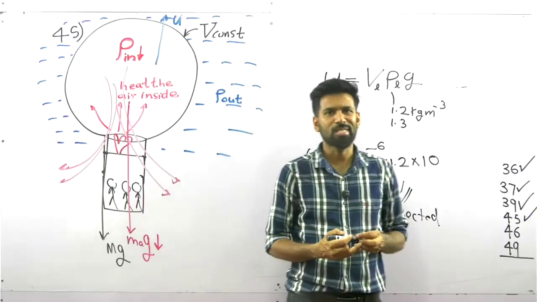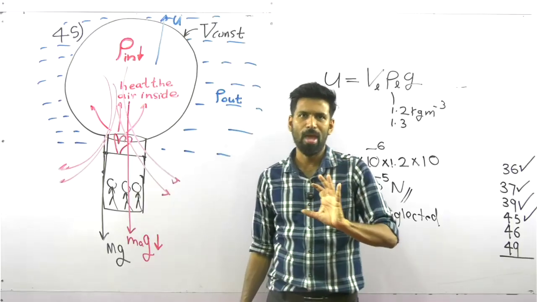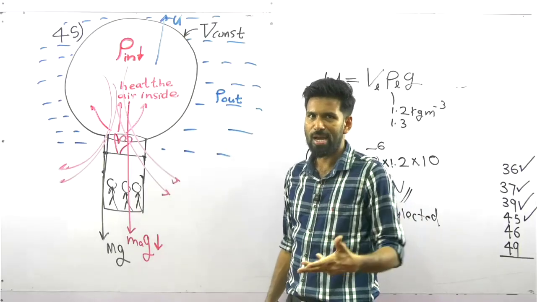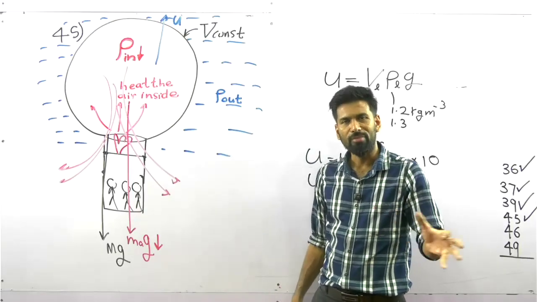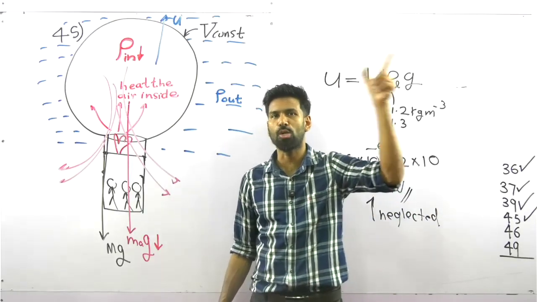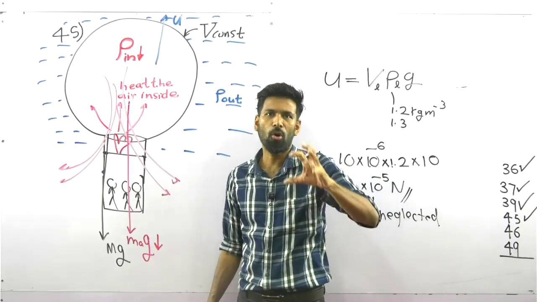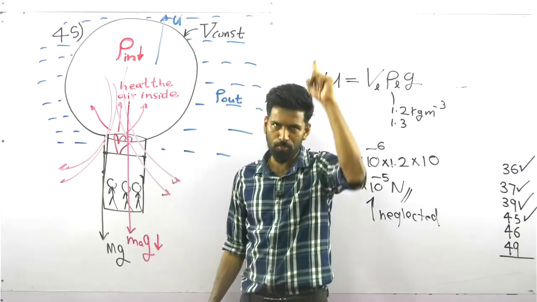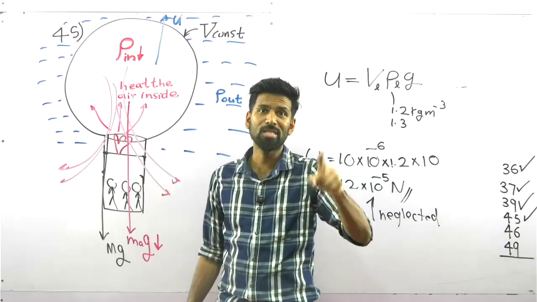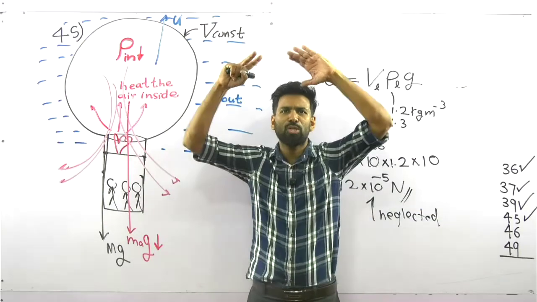So in normal cases, you don't need to worry about the upthrust created by the normal air, and we are not considering it. But here, this hot air balloon has a volume of 1200 cubic meters. Normally, the water tank on the roof of your home is 1 cubic meter. So this balloon is 1200 times the water tank that you have. It's a very large balloon.